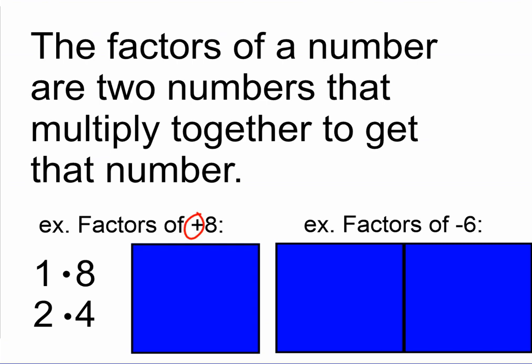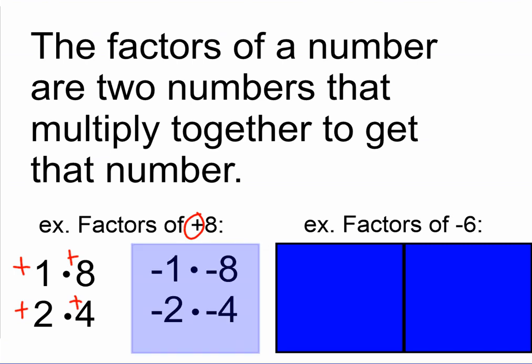When it's a positive 8, I can create positive by multiplying two positive numbers together. However, I can also create a positive by multiplying two negatives together. So there I have my other factors of -1 and -8 and -2 and -4.